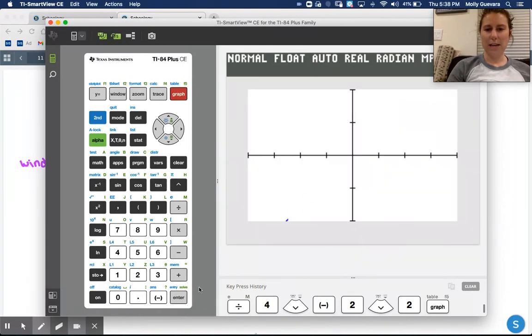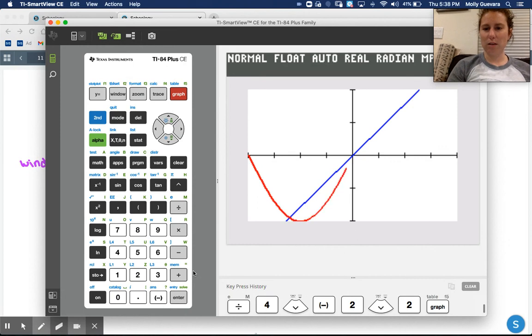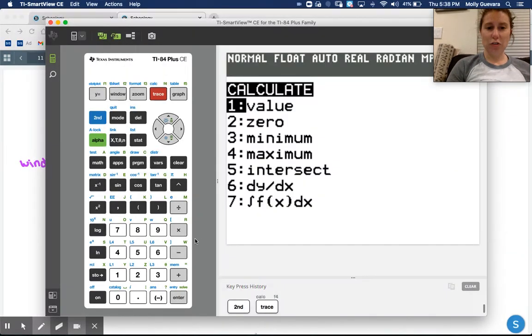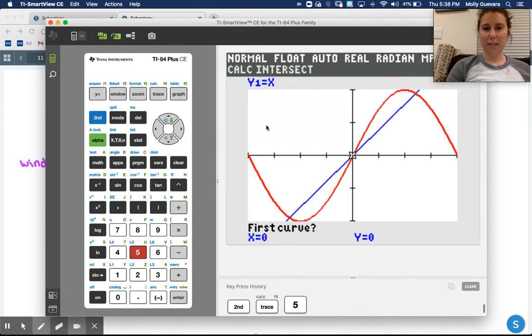So now let's look. There's y equals x, and there's my sine graph. And I want to know, when do these intersect? So I'm going to go to second, trace, and I'm going to go number 5, intersect. I want to know, when do these two graphs intersect?